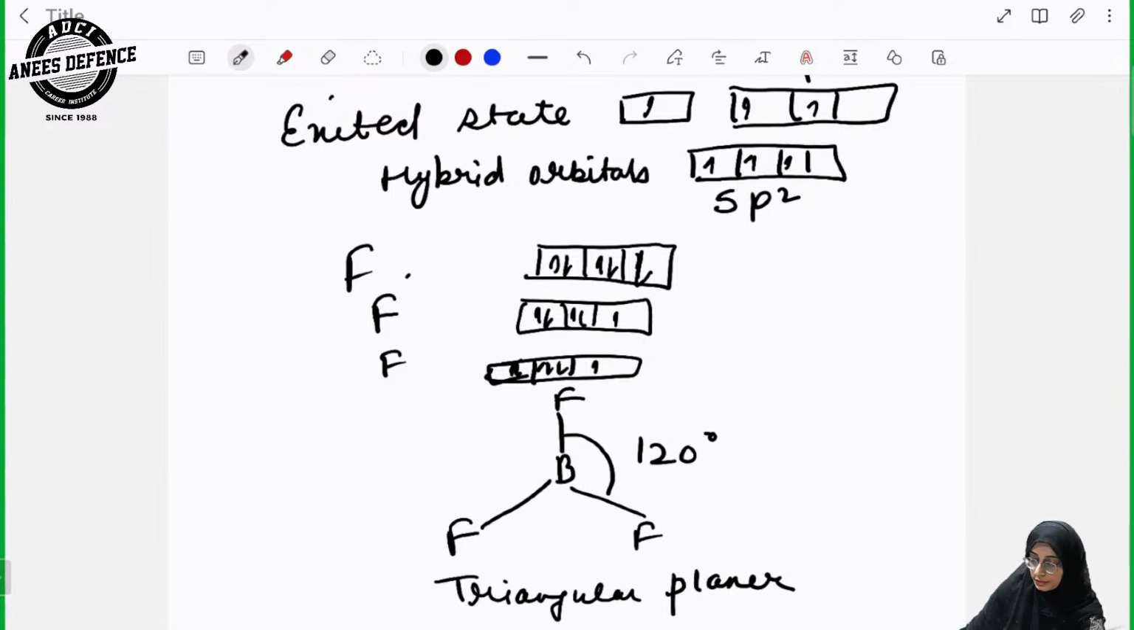For fluorine, this electron will share with this. The three fluorine atoms will make bonds with all three sp2 orbitals.